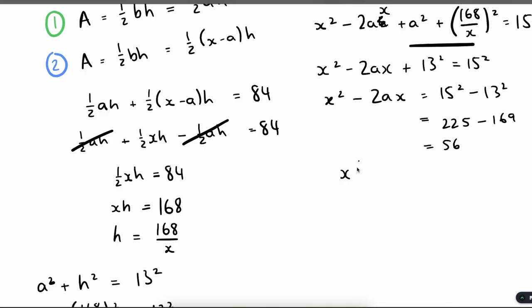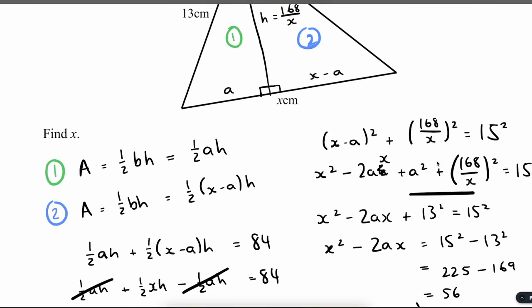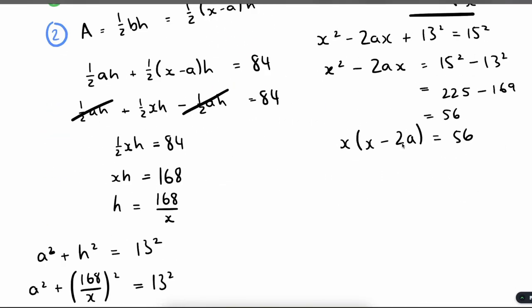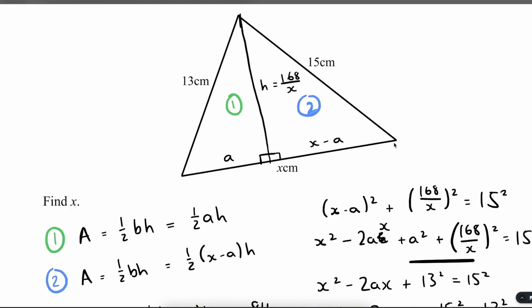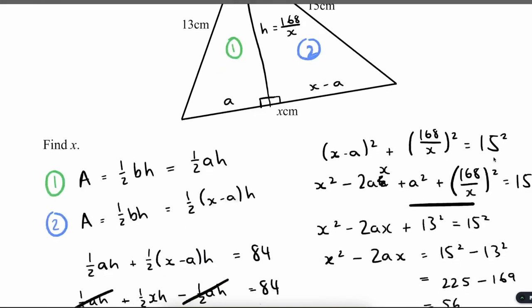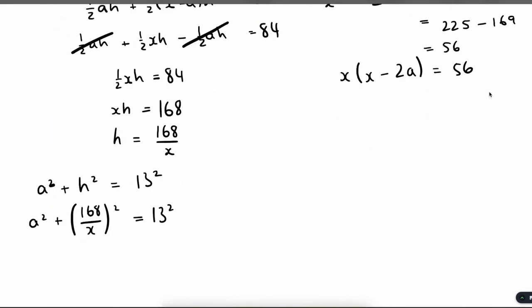Now if we factorize out the x from the bracket, we get x lots of x minus 2a is equal to 56. So there's not really much more we can do with this to find x and a. We know that a is something that we defined ourselves. There probably is a mathematical way to work out the exact value of a, but using just GCSE methods, we get to this point and a lot of kids might be quite stuck not knowing what to do here. But if you think about it, this is just a number times another number equals 56. Well, what do we know makes 56?